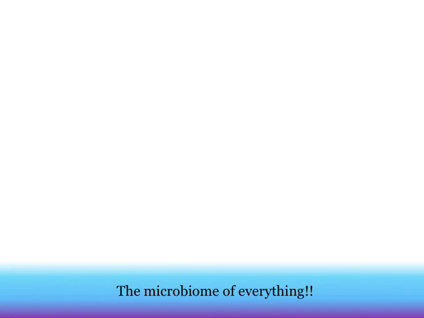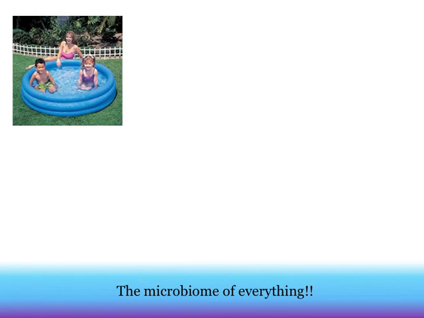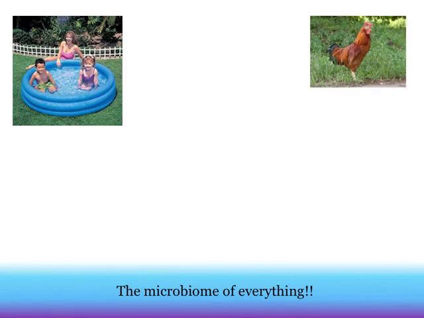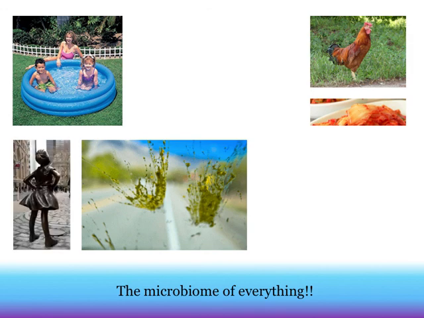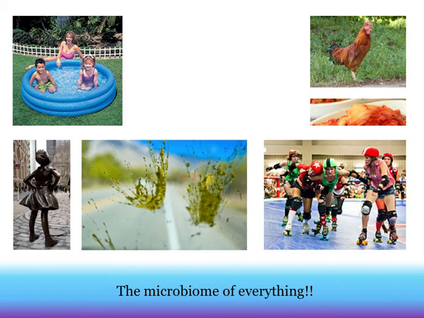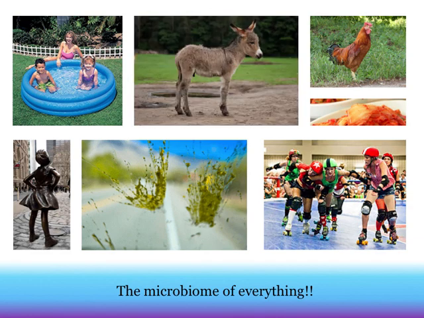So just to finish off, you can sequence the microbiome of anything you want, and people have. Children's inflatable pools. Chicken poop, thanks to John. We've got squash bugs, right? We've got kimchi. Who likes kimchi? Statues, right? People are interested in degradation of statues. Roller derby, right? Skin-to-skin contact and roller derby. Donkeys, but not the whole donkey, just certain parts of the donkey.